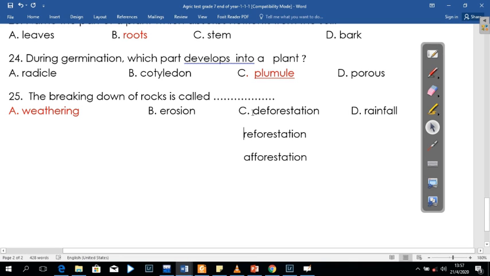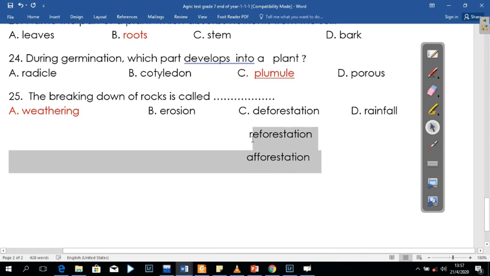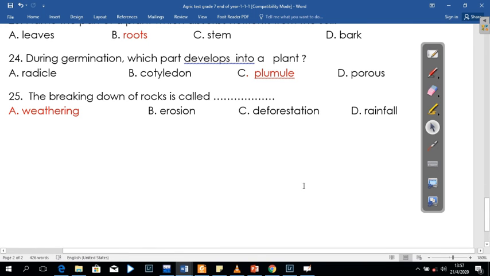Then deforestation, from destroy, right? This is the cutting down of trees, especially without replacing. So you guys must know this. Right, rainfall, I will not explain anything on rainfall. Yeah, it is the precipitation. You must also know precipitation from the sky in liquid state.